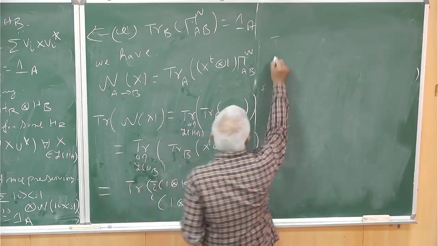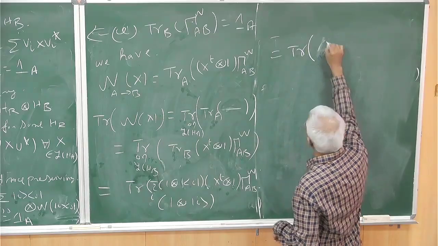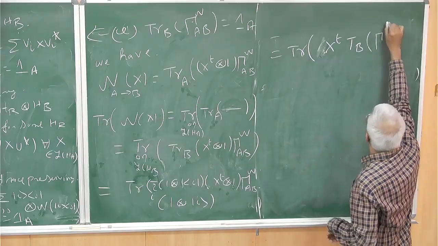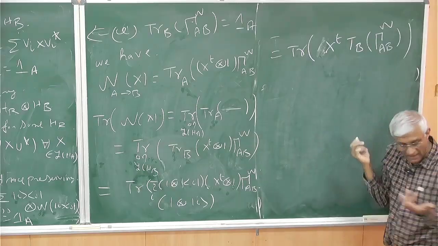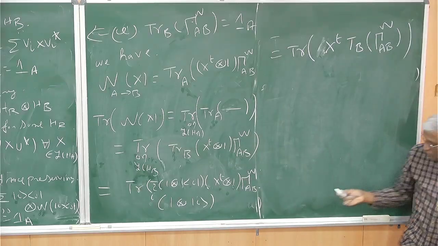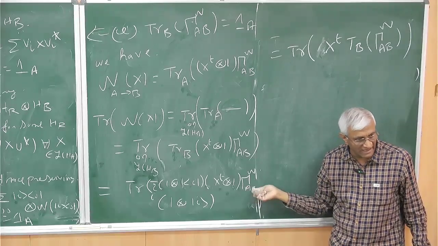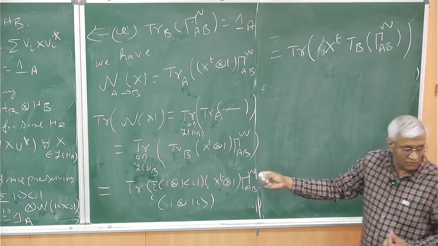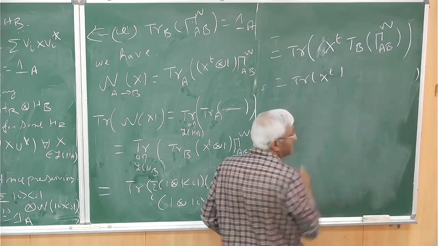Now what I am saying is this is always equal to trace of X transpose. Then there is the partial trace of this gamma of N AB. This is what you get. You just take this I, pass this, and you take it here, 1 tensor I. So you will get only the partial trace of this. But that is identity. That's what we have assumed. So this is just trace of X transpose because that is identity in A.